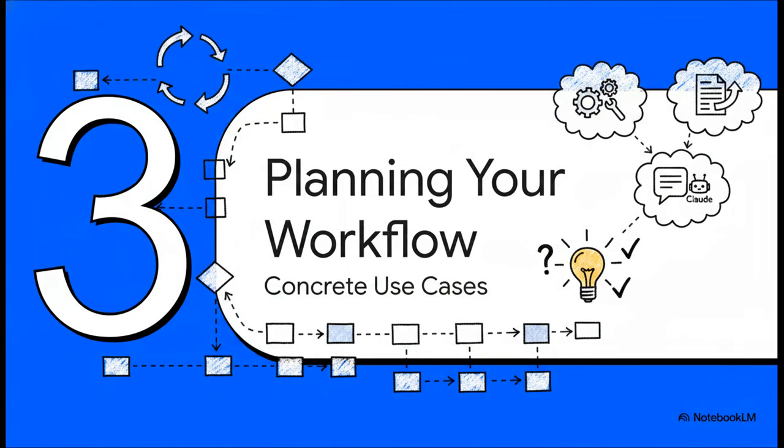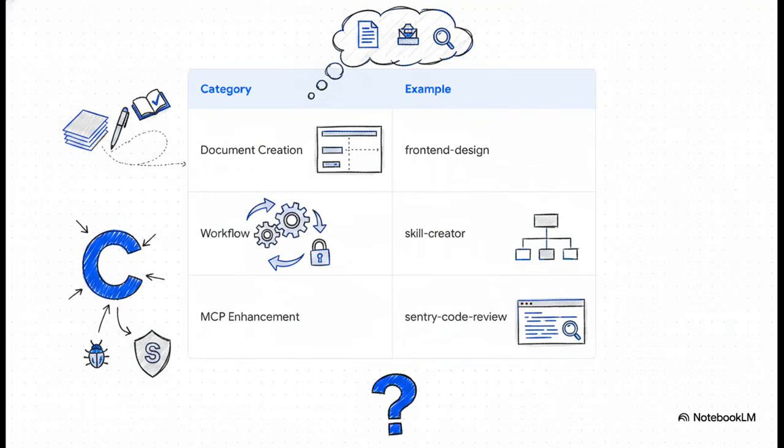All right, Section 3, planning your workflow, where we'll look at some concrete use cases. Anthropic has actually observed that the most successful skills out there generally fall into one of 3 distinct buckets. First up is document and asset creation, which embeds your specific brand standards to create really consistent designs or reports.